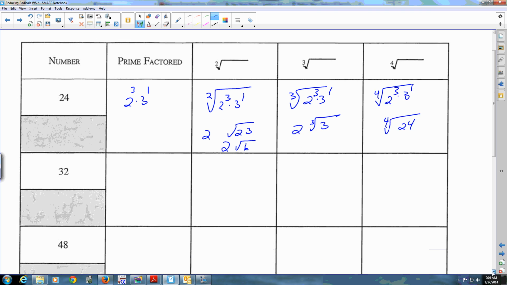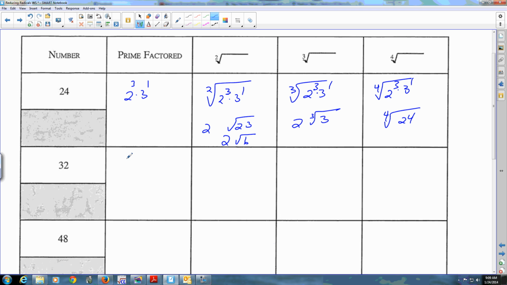Right? 32. Got to prime factor it. So 32, 2 and 16, 2 and 8, 2 and 4, 2 and 2. 1, 2, 3, 4, 5. So it's 2 to the 5th. So square root of 2 to the 5th. 2 goes into 5 twice with 1 left over. Or you could write 4 square roots of 2, whichever way you want to write it.